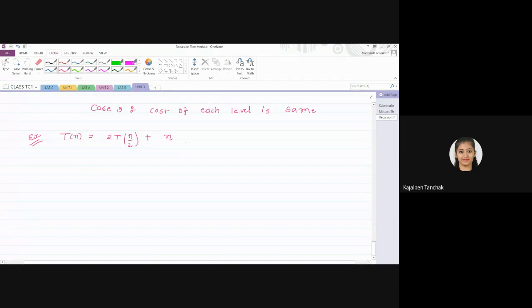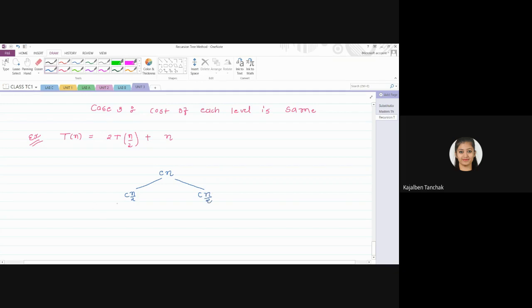And if no one has specified any method, then you can go for any method, right? So here the root function is n, so we are going to start with n. So the cost of the root node is n, and the number of subproblems is 2. So here we are going to divide this problem into two parts, and the size of each subproblem is what? n by 2 and n by 2, right?